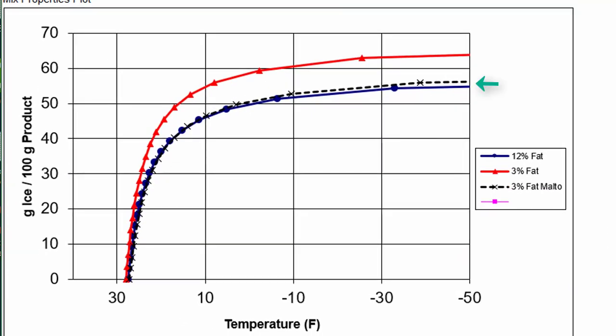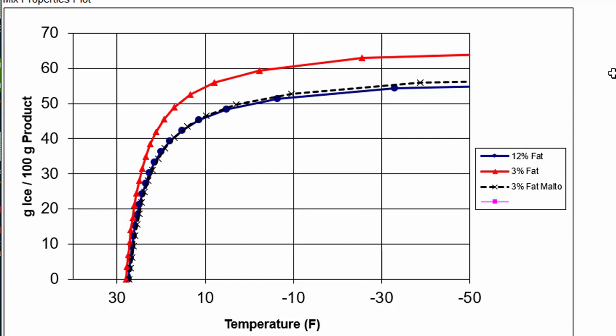Notice the ice content of the mixes. The mix with maltodextrin added has almost the same ice content as the 12% fat formula. Why is this? The maltodextrin replaces the fat and the extra raw water. This means less ice. This also means that before ever making this product, we know it has a good chance of having a similar mouthfeel and texture as the 12% fat ice cream. This can be a real product development time saver.